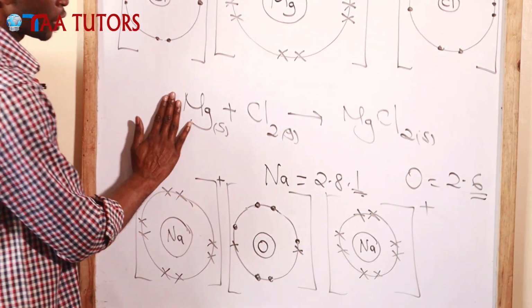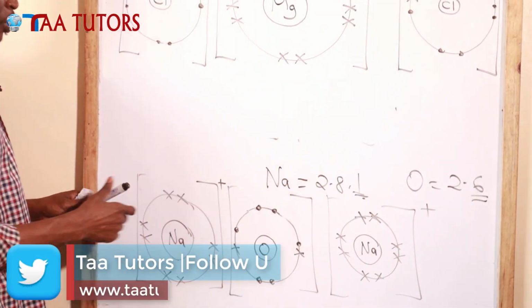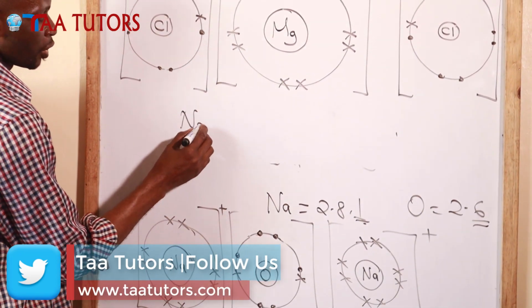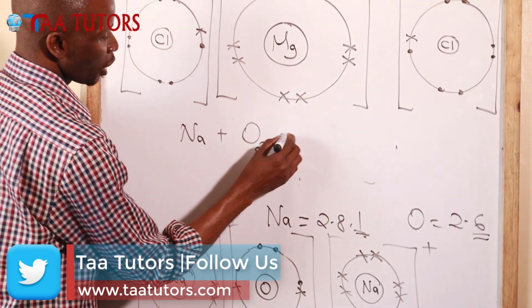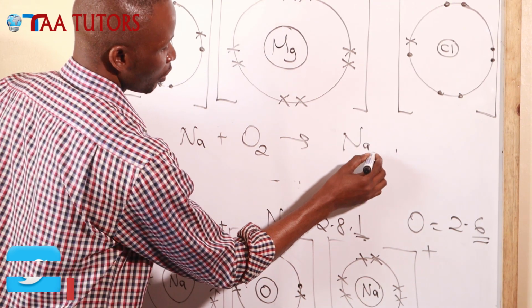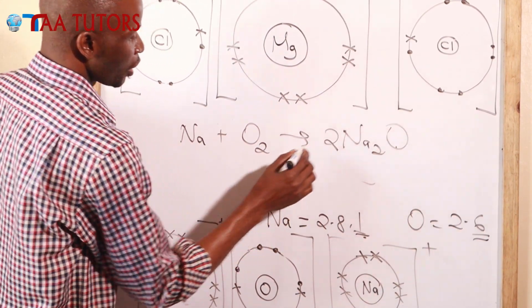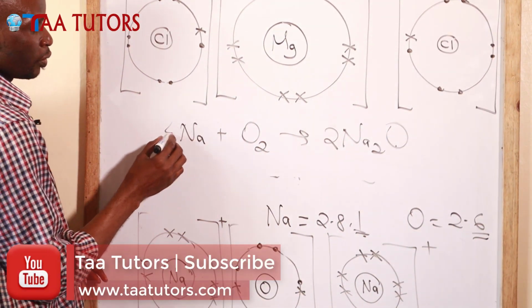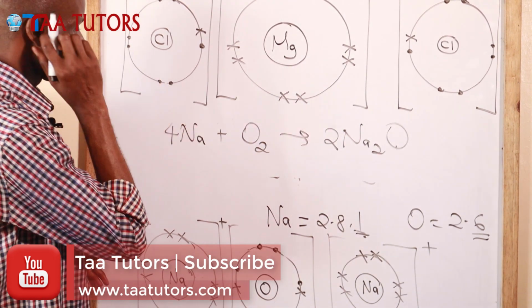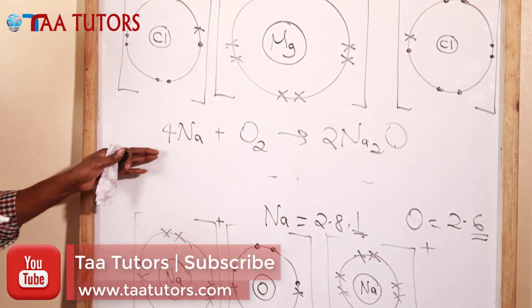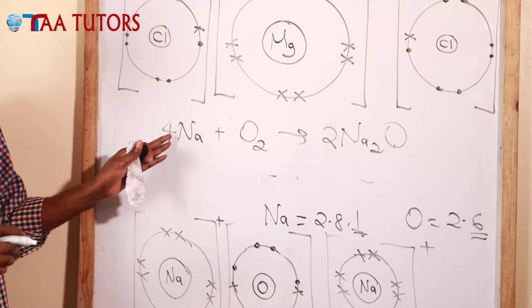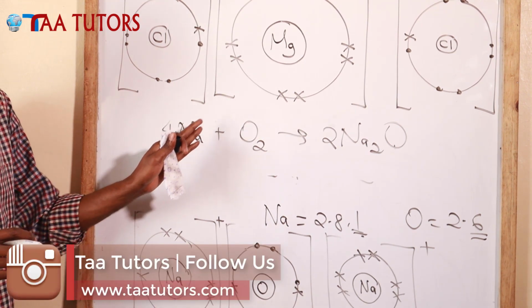You realize that if you are writing the equation for sodium reacting with oxygen, let's try to balance it. We are going to have sodium oxide. We have to balance there by 2. This will be 4. Yes, so if that is the case, that's what we have when we are writing the equation for the reaction between sodium and oxygen.